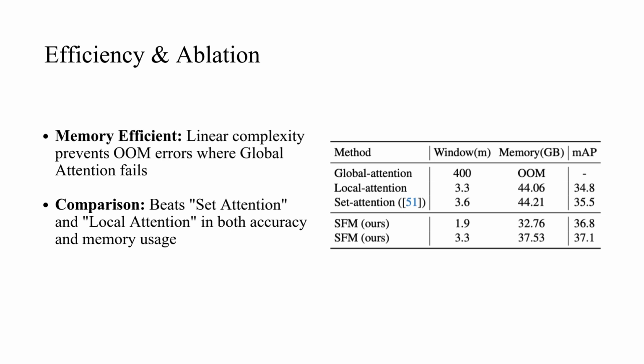Efficiency is a key contribution of this work. In Table 4, we compare our module against global and local attention mechanisms. While global attention quickly runs out of memory on large grids, and local attention limits the receptive field, SFMNet achieves higher accuracy than both while maintaining a low memory footprint due to its linear complexity.